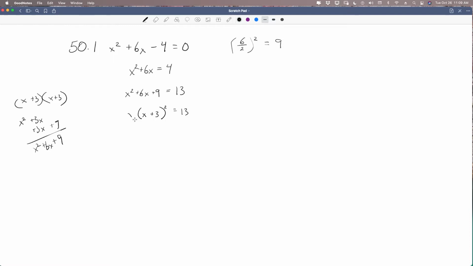So now we unsquare it with a radical, right? That cancels that. So x plus 3 is equal to plus or minus the square root of 13. We cannot unsquare anything out of the 13. It's a prime number. But we do need to move this 3 over so x can be by itself. So we're going to say x equals negative 3 plus or minus the square root of 13. And that is the answer.